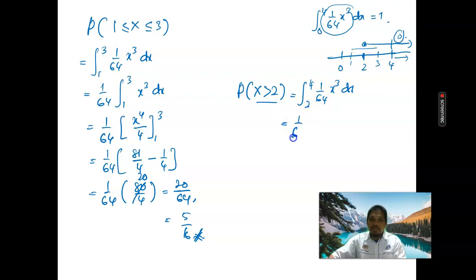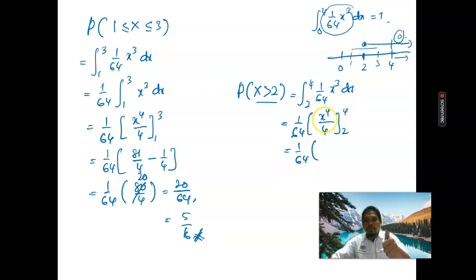Okay, so 1 over 64, and the integral of x cubed with respect to x is x to the power 4 divided by 4, from 2 until 4 here. So substitute x with 4. 4 squared equal to 16, 64, and 256. 256 divided by 4 minus, substitute x with 2. 2 squared equal to 4, 4 times 2 equal to 8, and 8 times 2 equal to 16, over 4.